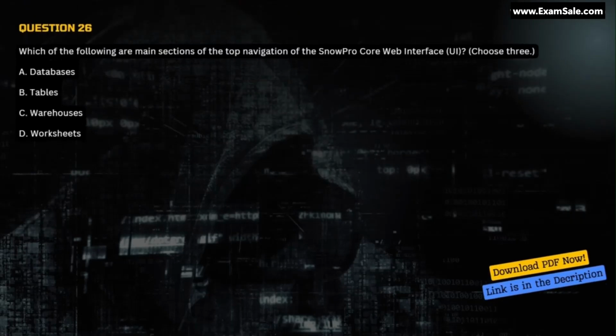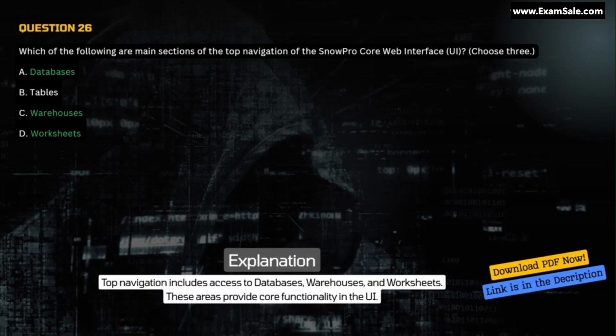Question 26. Which of the following are main sections of the top navigation of the Snowflake web interface UI? Choose 3. A. Databases. B. Tables. C. Warehouses. D. Worksheets. Correct answer A, C, and D. Databases. Warehouses. Worksheets. Explanation. Top navigation includes access to databases, warehouses, and worksheets. These areas provide core functionality in the UI.